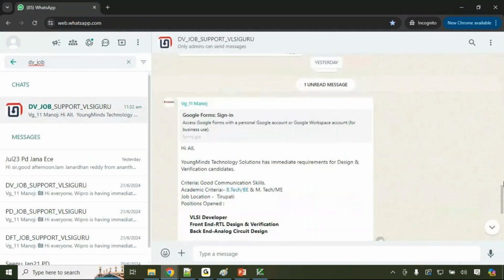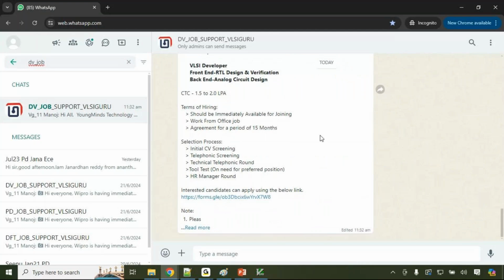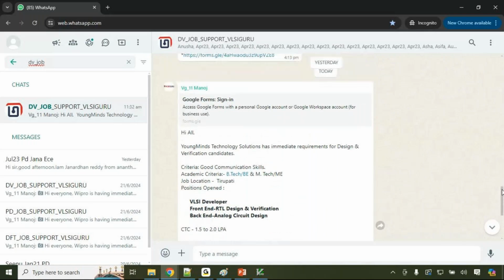We maintain a group like this, the DB job support group, where we keep posting the job updates. For example, a company came today, which will tell what they'll pay initially, and once you are through probation, they will increase. Sometimes the salary will be around 4 to 5 lakhs, but initially during the 3 months probation, they will pay you less, 15,000, 20,000 like that. Once you complete your probation and you're ready for the project, they will revise your salary.